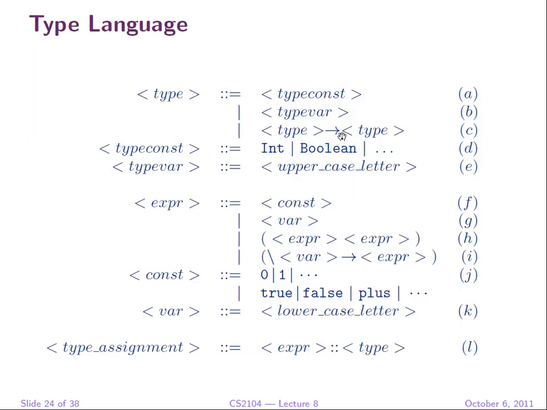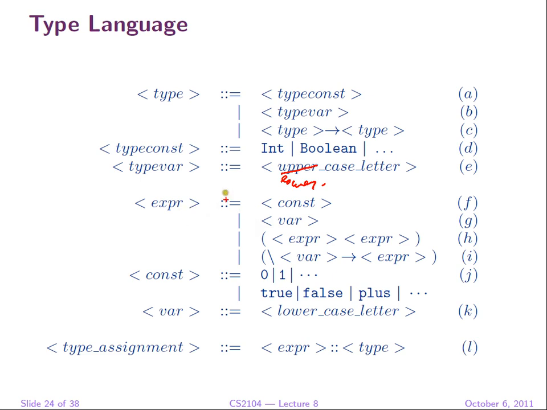All right, type language. It can be a type constant like int, a type variable like a, and it can be a function type: type of the argument, type of the result. Constants are int, boolean, whatever. A type variable is an uppercase letter. Why do I say uppercase letter? Because I'm going to show you a type checker in Prolog later. Actually, Haskell uses lowercase letters. So sorry for that.